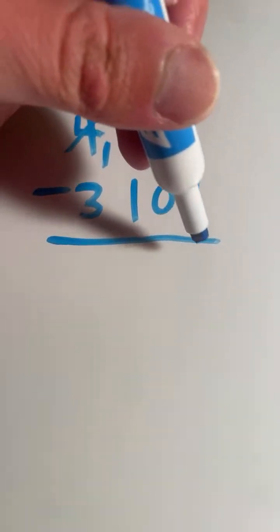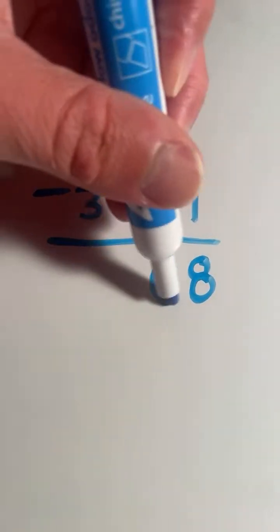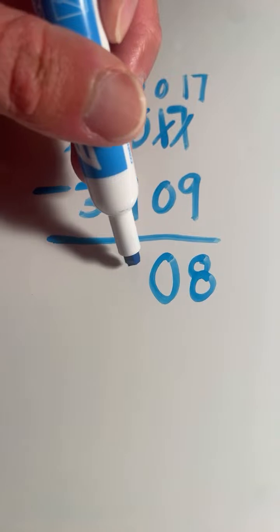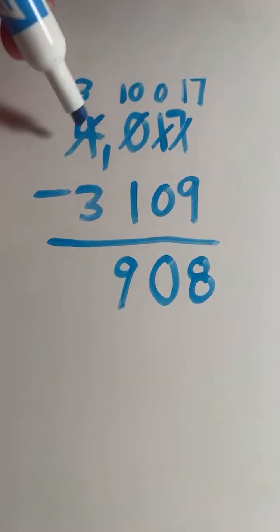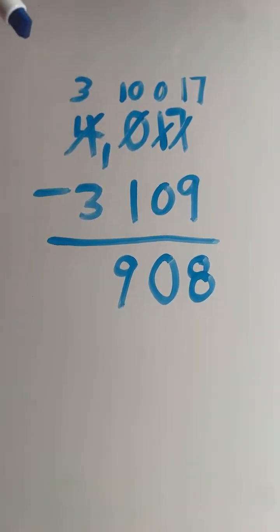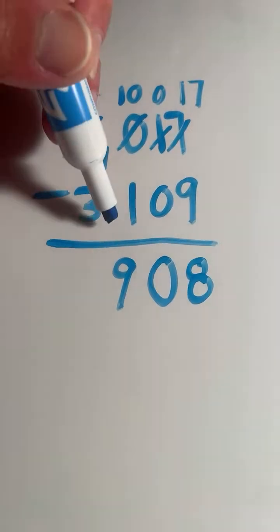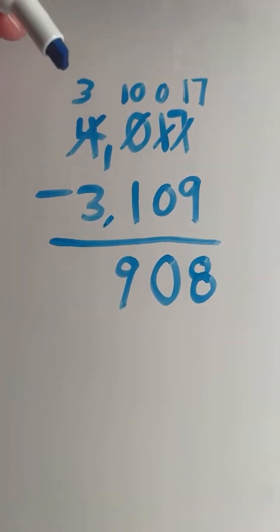17 minus 9 equals 8. 0 minus 0 equals 0. 10 minus 1 equals 9. 3 minus 3 equals 0. You could put a 0 there, or you could just leave it blank. And we have our final answer. 4,017 minus 3,109 equals 908.